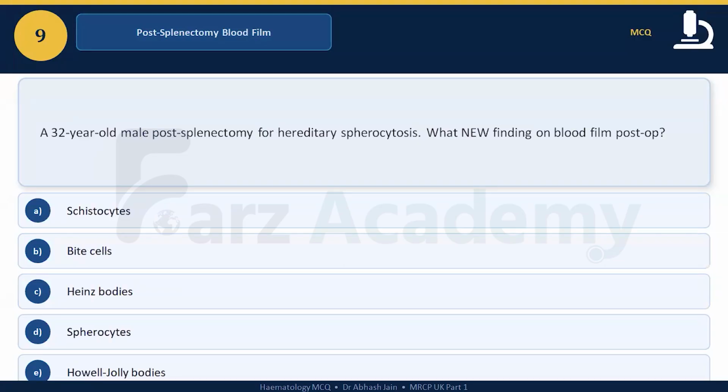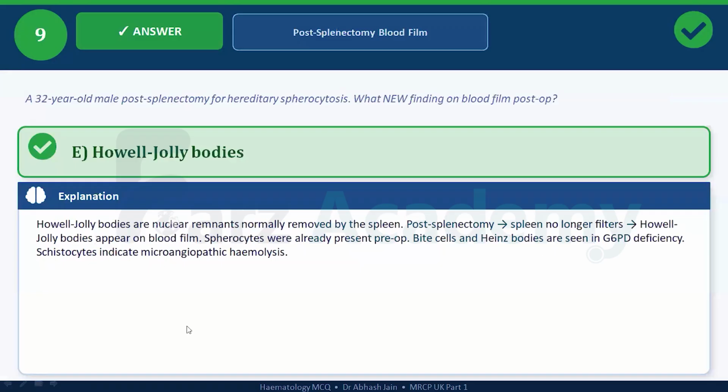A 32-year-old male post-splenectomy for hereditary spherocytosis. What new finding will be seen on the blood film post-op? Schistocytes, bite cells, Heinz bodies, spherocytes, Howell-Jolly bodies. Howell-Jolly bodies. Easy one, I think. It is an easy answer.